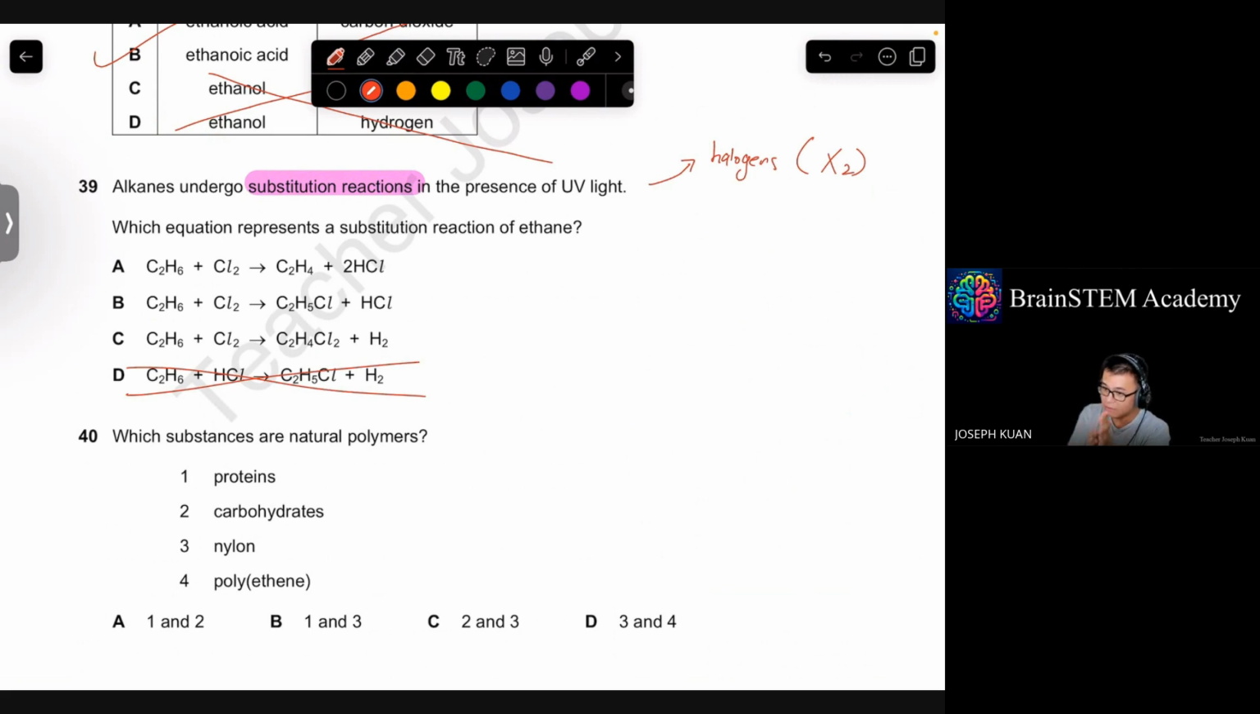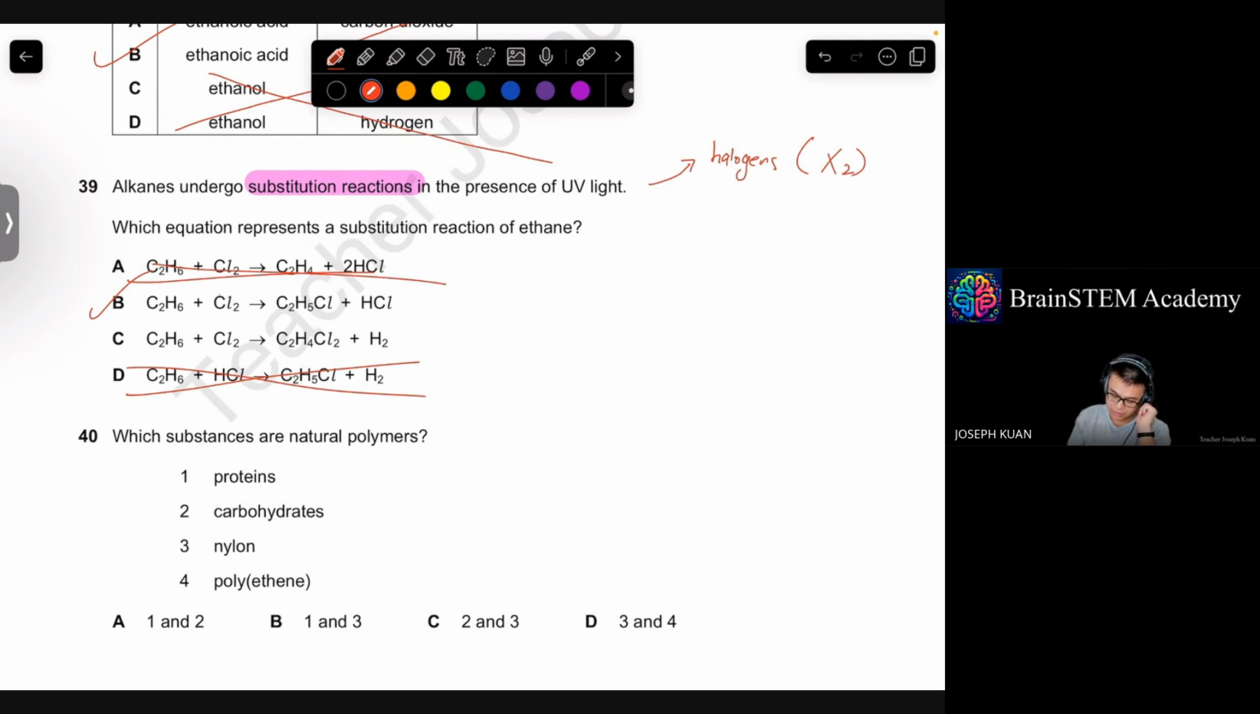And even with UV light, it can only be carried out one step at a time, where the substitution occurs one atom at a time for the hydrogen atoms. So you can't possibly go from H6 to H4. That's not possible. And the best answer is B. All right, it's one by one.